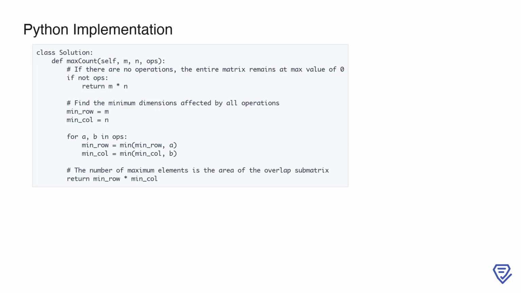This approach avoids modifying the matrix directly, making the solution highly efficient. The time complexity is O(k), where k is the number of operations, as we only iterate through the ops list. The space complexity is O(1), since no additional data structures are used.